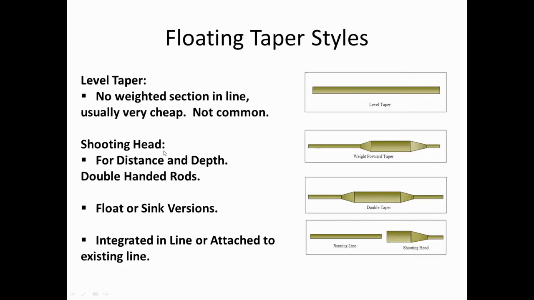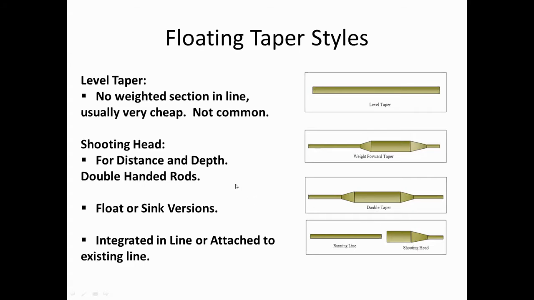Okay. For a shooting head down here at the bottom, this has all the weight all the way forward on the line there. And this can actually come in both a floating and a sinking version. But you're going to have your skinny running line, and there are two ways this can come. You can buy the line with the weighted shooting head attached to it, or you can just buy the shooting head part and attach it to your existing fly line. Now, because this is so heavy, you can really get some good distance and depth if you have a sinking version of this one.